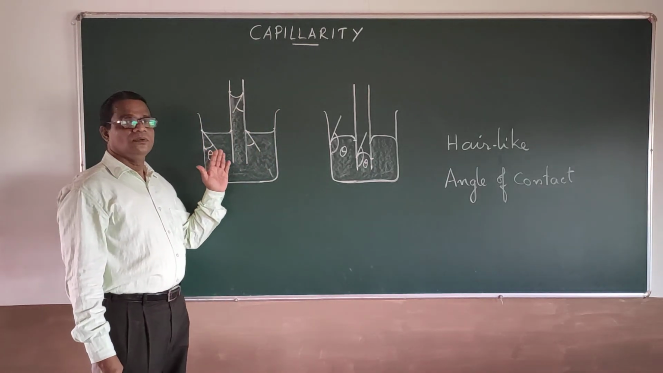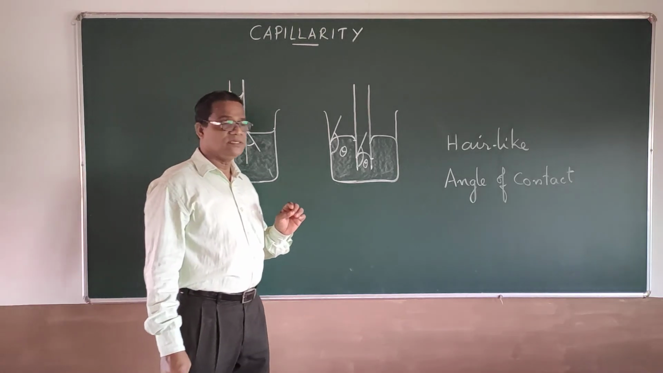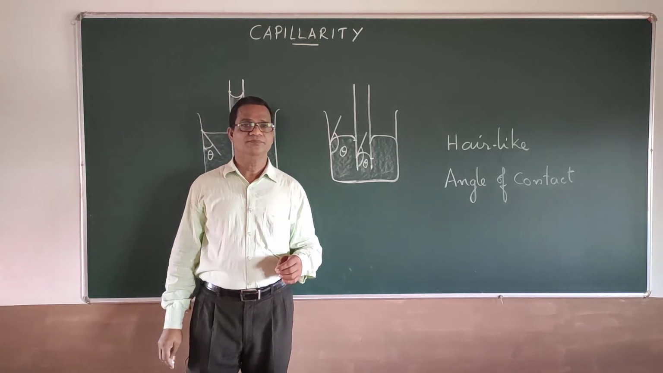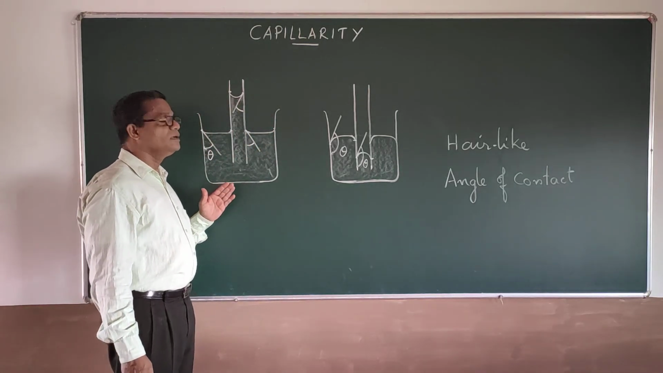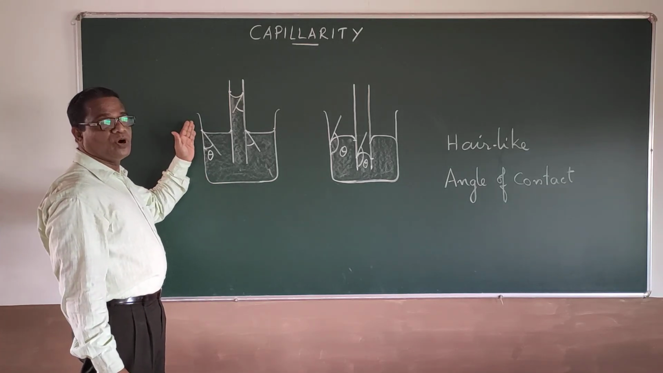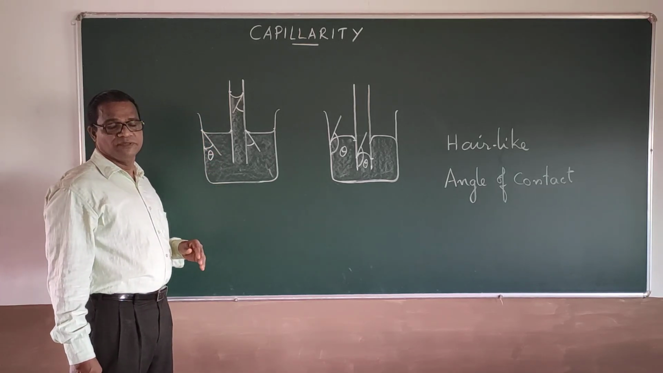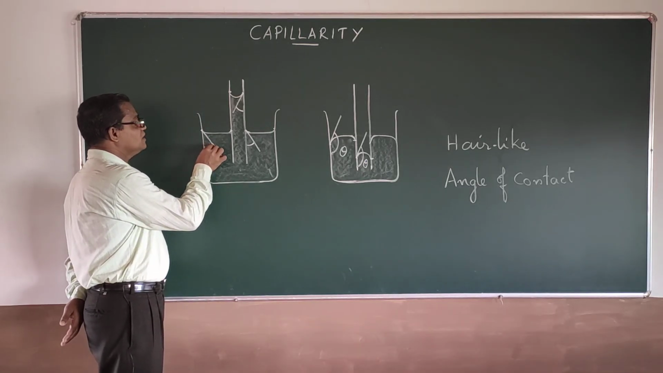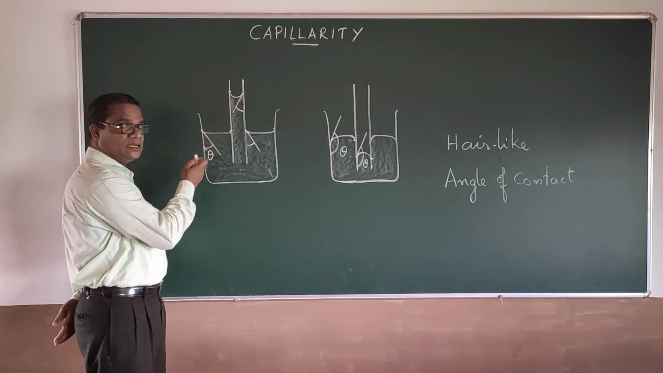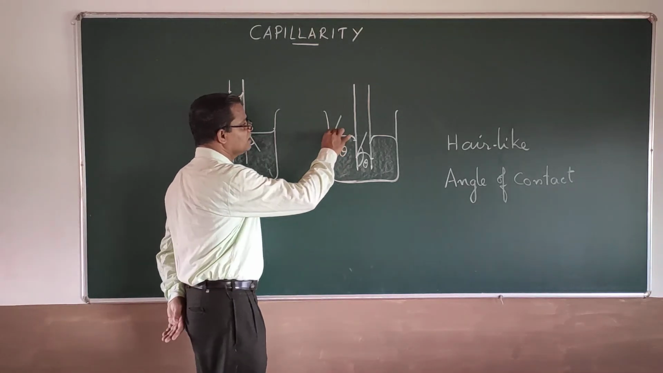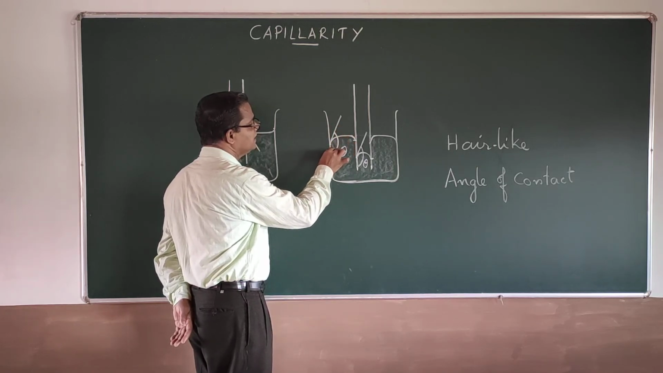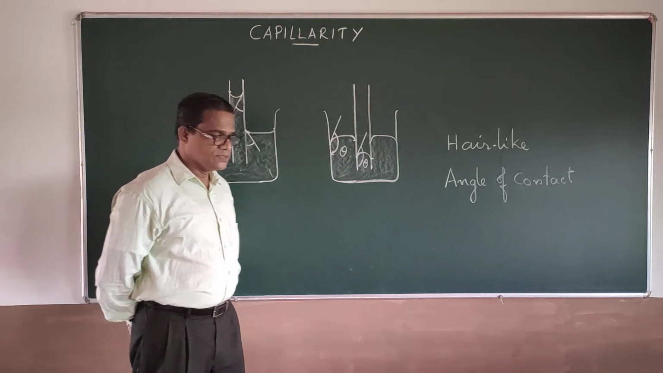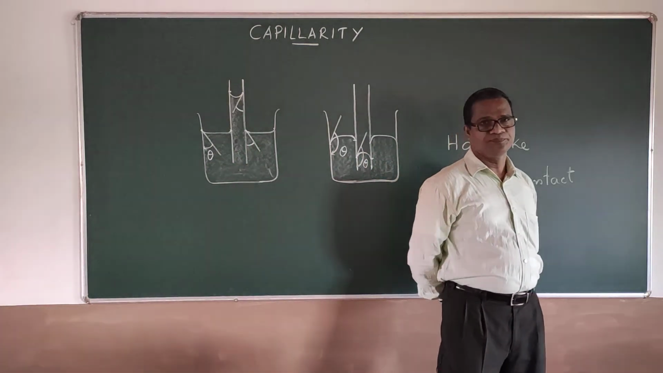So angle of contact can be defined as the angle made by the tangent drawn at the point of contact of the liquid surface and the surface of the solid inside the liquid. See, surface of the solid inside the liquid. Understood? So this is what we call angle of contact.